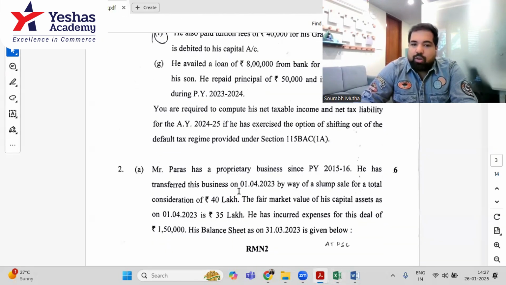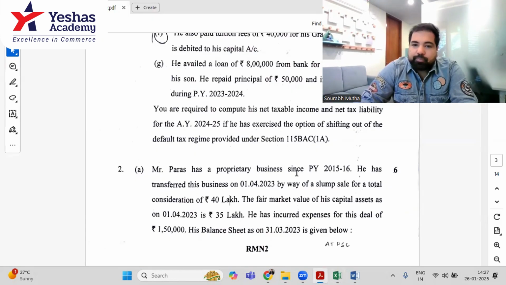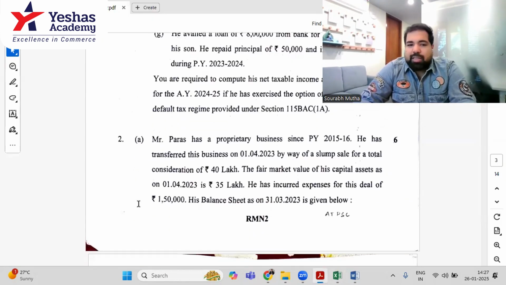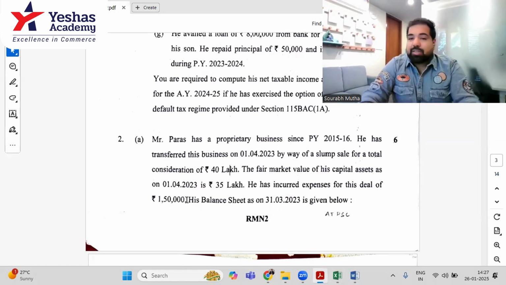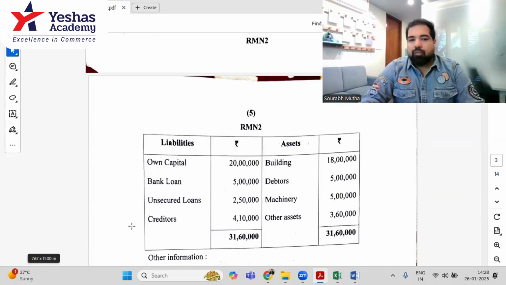Let's read. For a total consideration of 40 lakh rupees, generally we take this or FMV, whichever is higher. They've not given the FMV right now, or they've given it as 35, so we'll take 40 lakh, which is higher. And now the cost is nothing but the net worth, which is assets minus liabilities, which we will have to calculate. Let's continue. There were some expenses of 1 lakh 50, which we can minus because expenses on transfer can be minused. We move ahead.